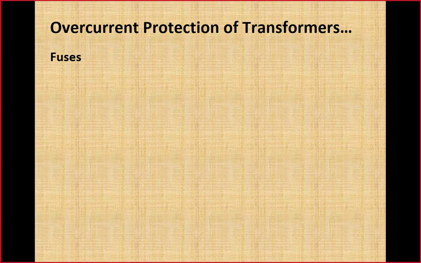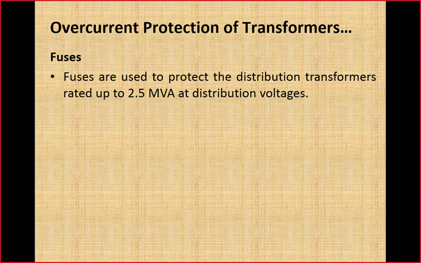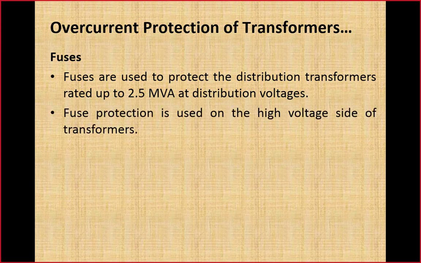Now we discuss fuses for transformer protection. Fuses are used to protect distribution transformers rated up to 2.5 MVA. So transformers up to this rating are known as distribution transformers. Fuse protection is used on the high voltage side of the transformer because it is easy to use a fuse there: due to high voltage, current is less and the design of the fuse is easier as compared to the low voltage side.